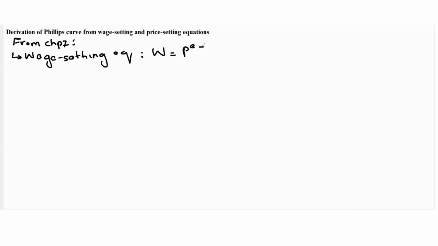We are going to now derive the Phillips curve from the wage-setting and price-setting equations from chapter 7, which was on the WS-PS model. So we have the wage-setting equation given to us as W = P^e F(u, z), right?